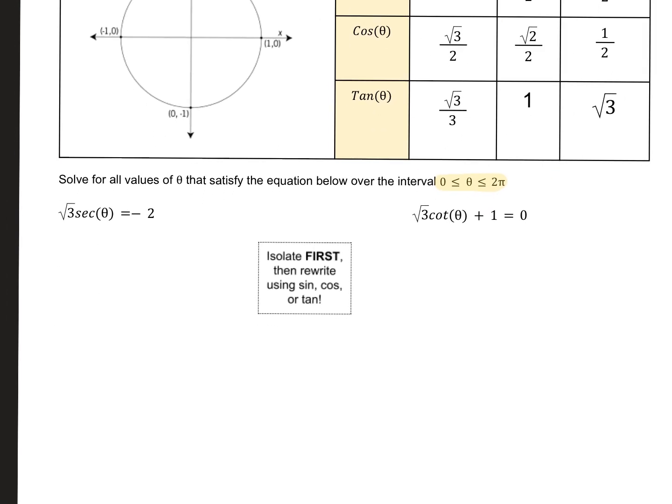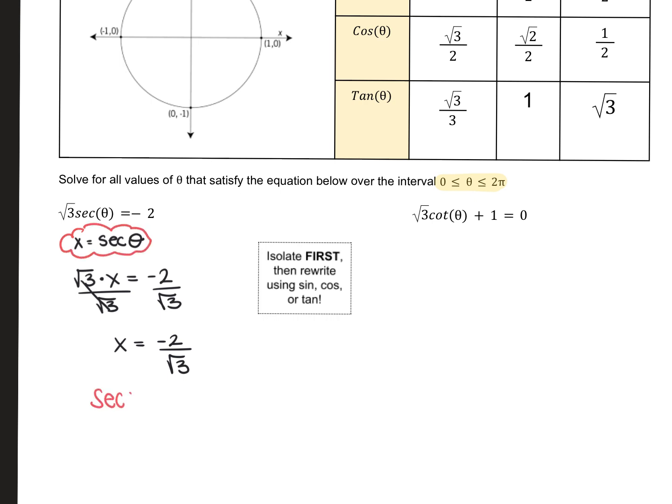So we're going to let x equal secant of theta, and we're going to isolate it. So rad 3 times x equals negative 2. And to get x by itself, we're going to divide by rad 3. So x is equal to negative 2 over rad 3. So now we're going to do exactly like we did before. We let x equal secant of theta. So we're going to put it now as secant of theta is negative 2 over rad 3.